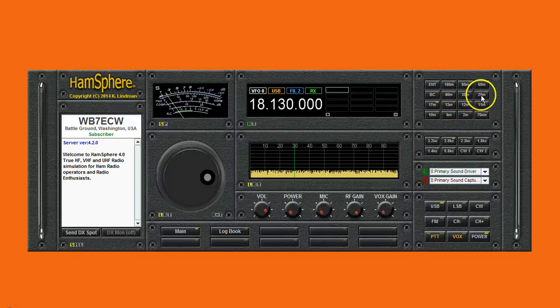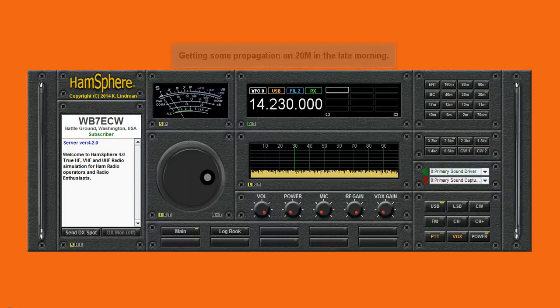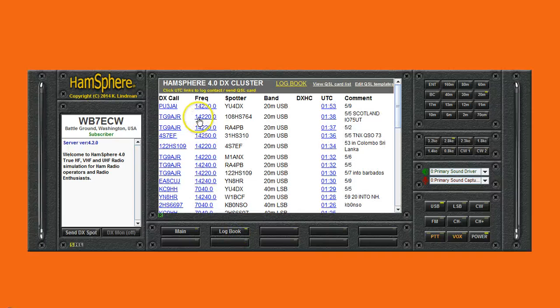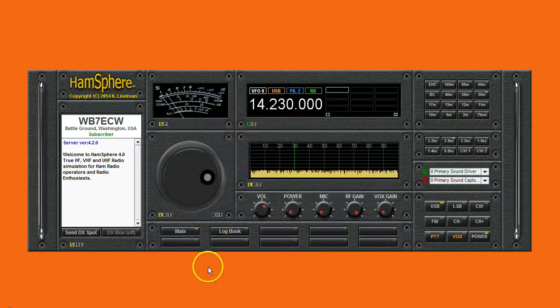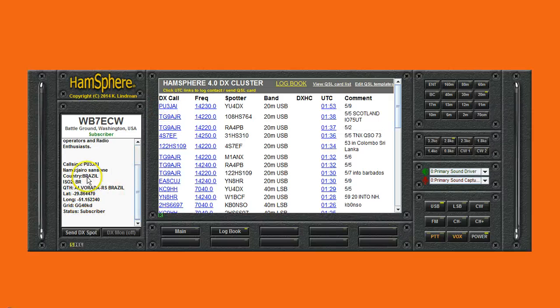Let's go to 20 meters using the default antenna. You notice no antenna selector. You can hear something weak there. Let's go to the cluster on 14.230, which is where we are, I believe. Yes. There is a station in Brazil.